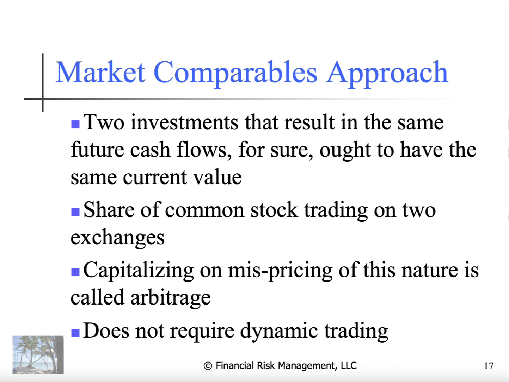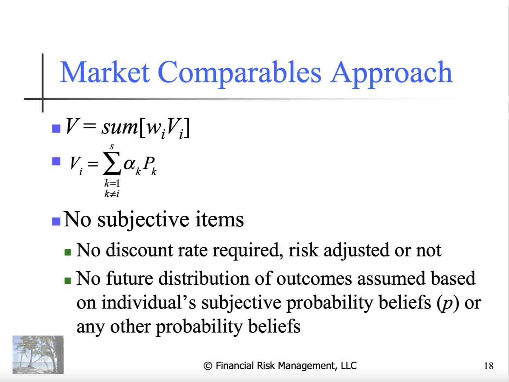Shares of common stocks traded on two exchanges ought to have the same price. Capitalizing on mispricing of this nature is called arbitrage, specifically static arbitrage. It doesn't require dynamic trading, something we'll look at when we get to the cash flow adjusted approach to valuation. The market comparables approach can be summarized very simply as the sum of the proportion of wealth invested in a particular instrument times the price of that instrument added up.